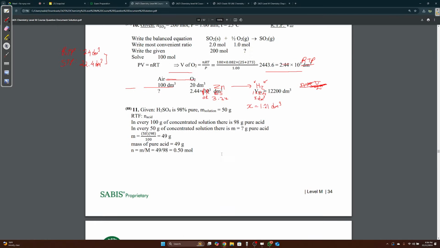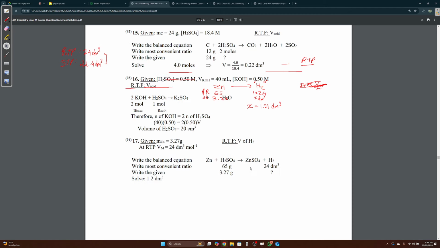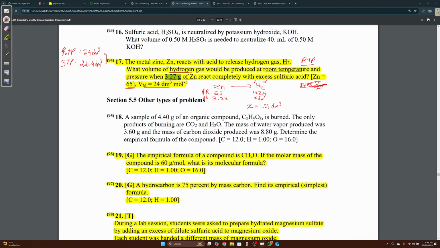It's question 17. They put it to 2 significant figures, I think because the mass of zinc is 2 significant figures. I didn't see that. So 2 significant figures is just going to be 1.2 dm cube. I didn't see the zinc. You always take the least amount of significant figures.